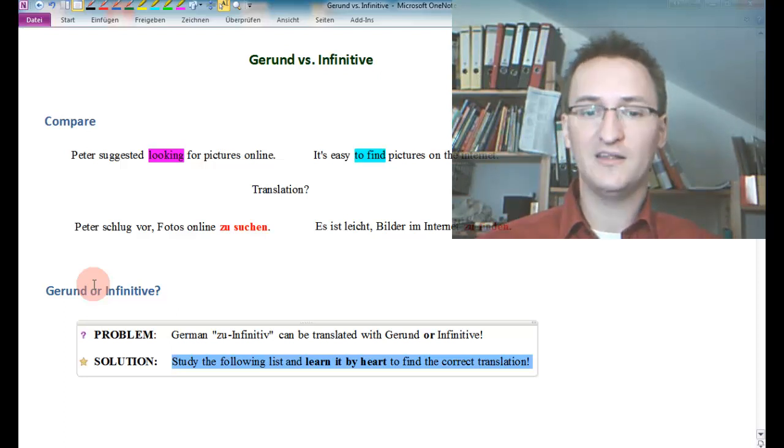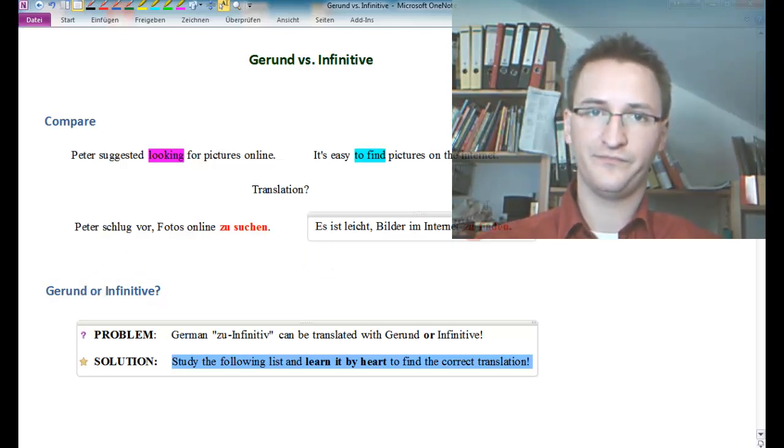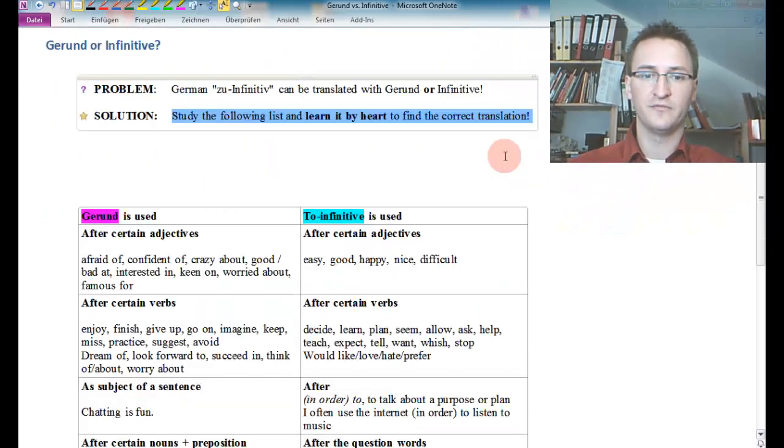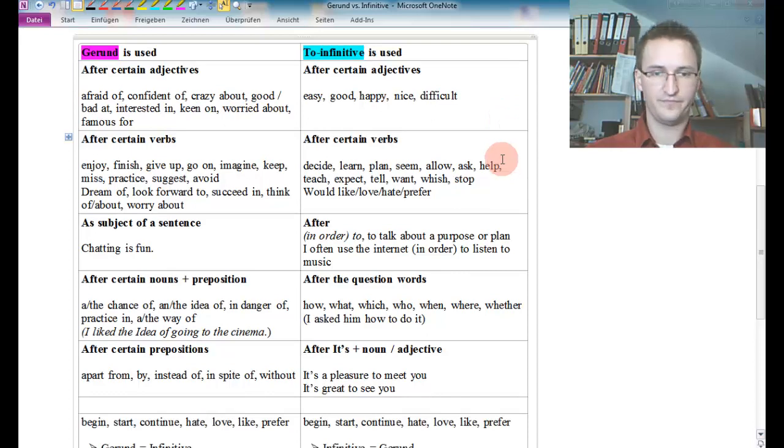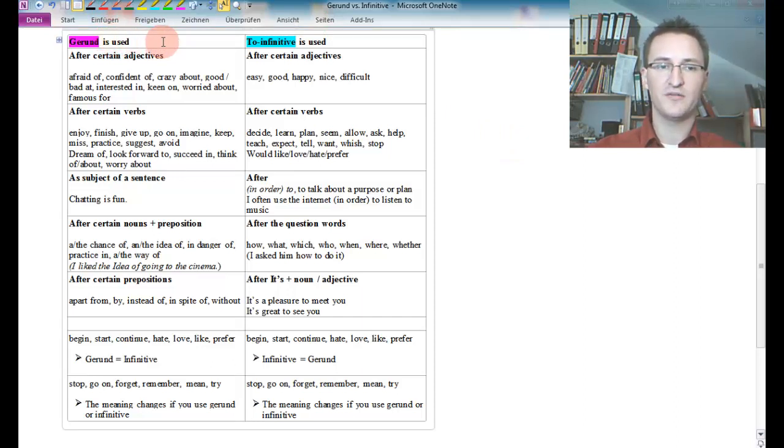Study the following list of words and learn it by heart to know whether you need a gerund or an infinitive. I hope you're not falling off your chair, because the list is rather comprehensive. So, here on the left side, you find a list of words that require the gerund. On the right side, you find a list of words that require the infinitive. Let's take a look at a few examples.